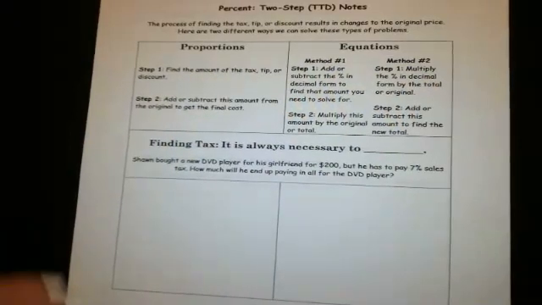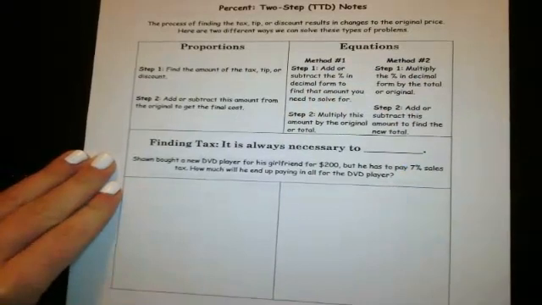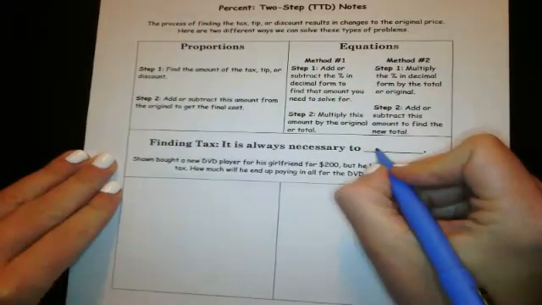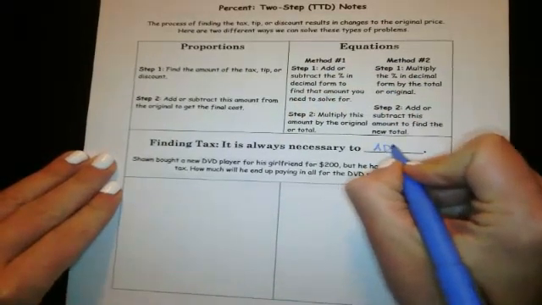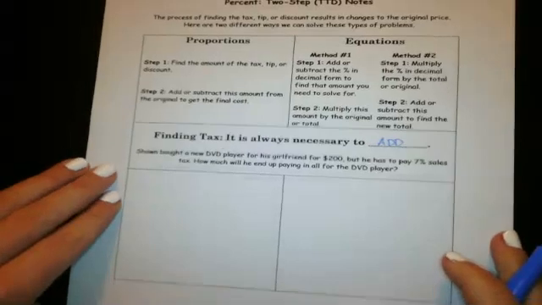So when we're finding tax, first of all, tax is something that has to be added on. So it's always necessary to add the tax on. Now, you can add it on in the beginning or you can add it on in the end. And I'm going to talk more about that in just a minute, okay?